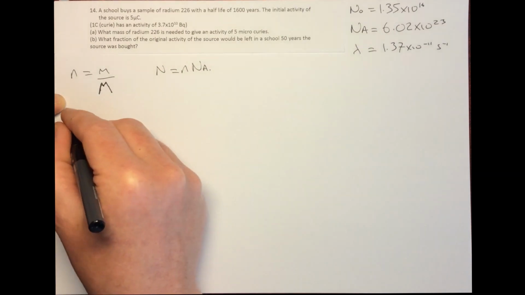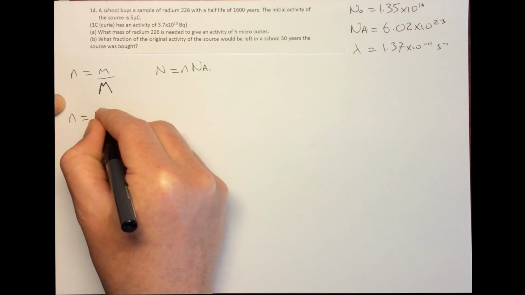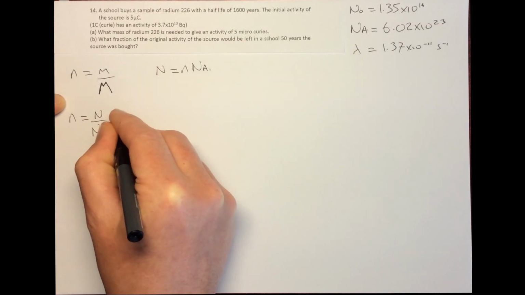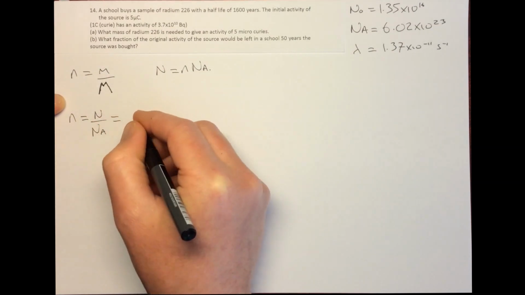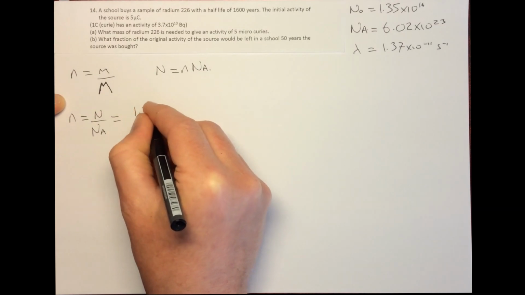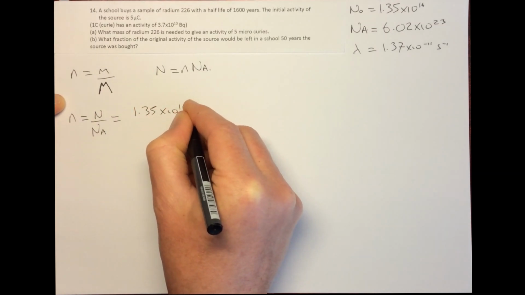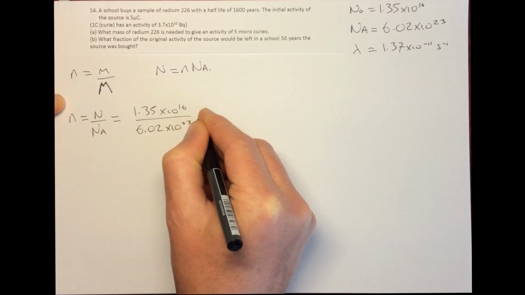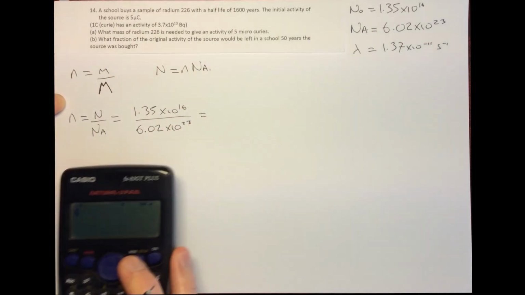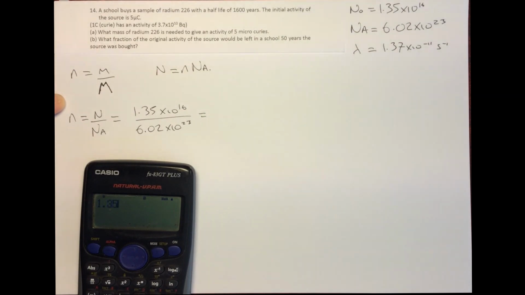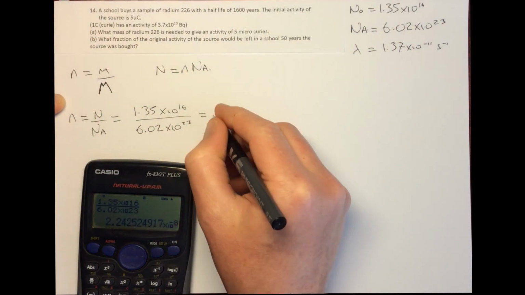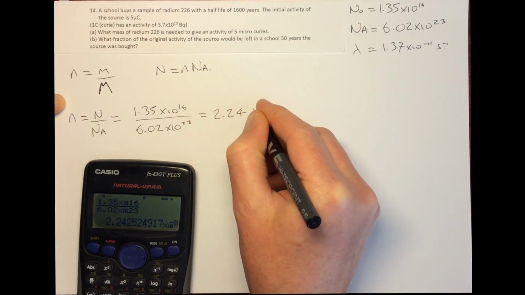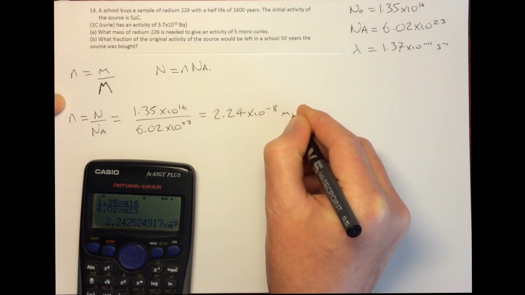So what we can do first of all here is work out the number of moles by doing the number of atoms that we've got divided by Avogadro's number. So we know that we've got 1.35 times 10 to the 16 atoms. I'm going to divide that by 6.02 times 10 to the 23. That's going to give us 2.24 times 10 to the minus 8 moles.